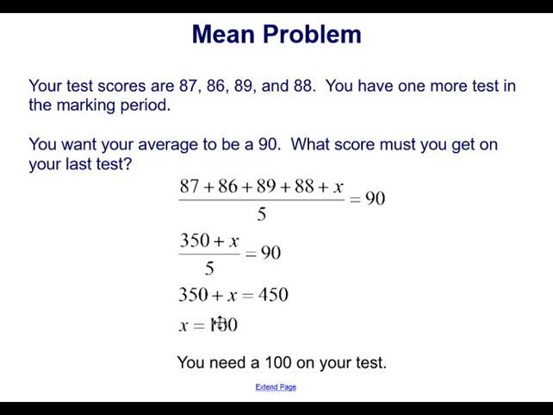So using this equation process, finding missing values can be very helpful when you want to predict or help you set a goal for things if you want the average or the mean to be a certain number.